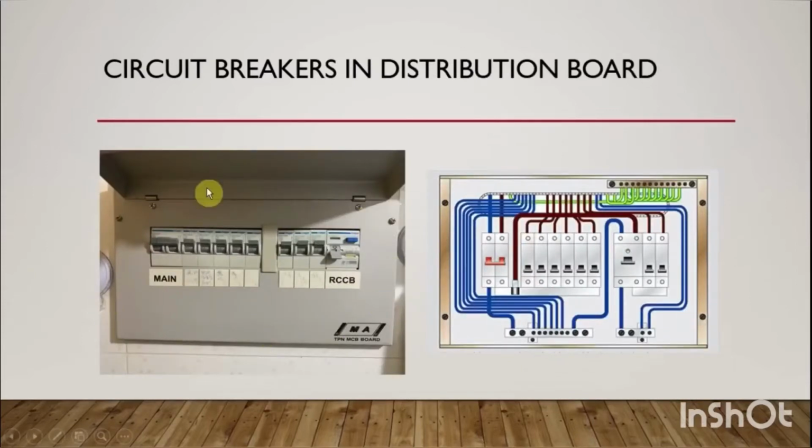This picture shows a single-phase MCB board. You may find this in your kitchen at home. And on the right-hand side, this is a diagram showing the wiring. So this is the main switch, and we have different circuit breakers. And this is the RCCB, the residual current circuit breaker. And these are the MCBs. And the circuits supplied from the MCBs will also be protected by the RCCB. So usually these circuits will be for the socket outlets.